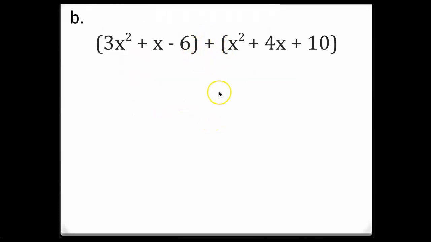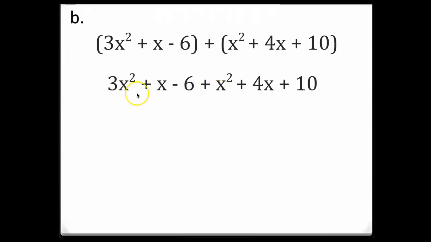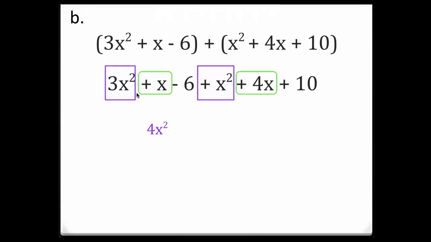Again, when it's addition, you can just erase parentheses and combine like terms. It's 4x squared plus 5x, and negative 6 plus 10 would be positive 4. Name it. This would be a quadratic trinomial.